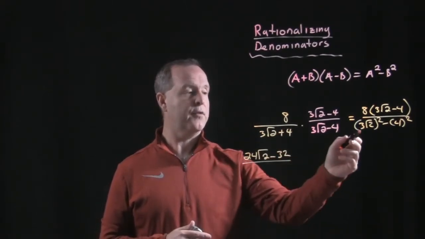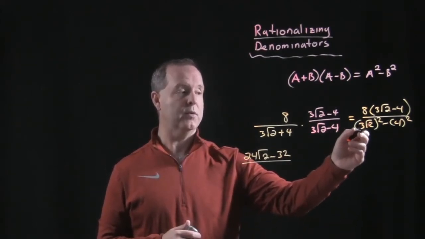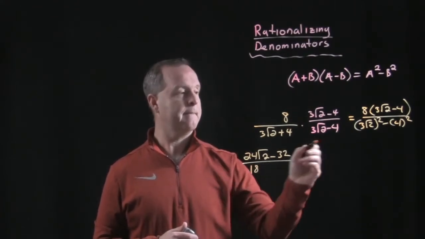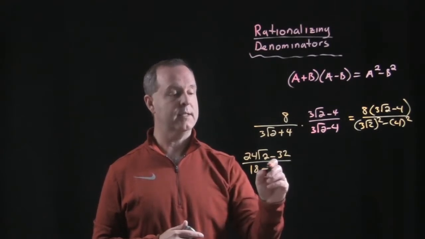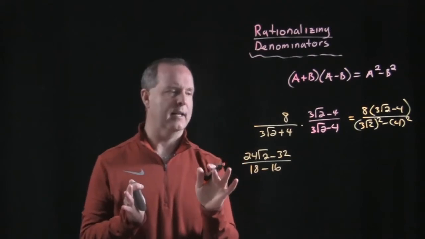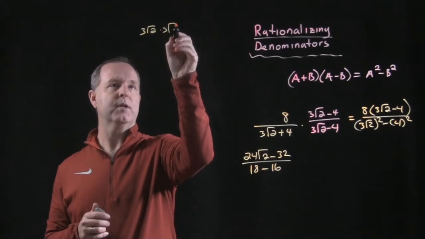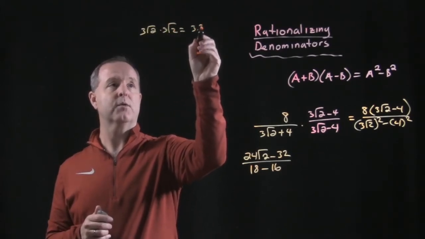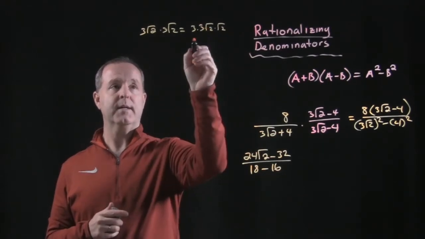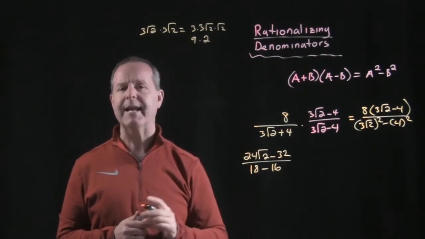The denominator, 3 root 2 times 3 root 2. 3 times 3 is 9. Root 2 times root 2 is 2. So it becomes an 18 minus 4 squared, which is a 16. Okay, 3 root 2 squared. Just back up here for a second. What happened? Well, 3 root 2 times 3 root 2 equals 3 times 3 times root 2 times root 2. 3 times 3 is a 9. Root 2 times root 2 is a 2. And it gets an 18. So that's where the 18 came from.